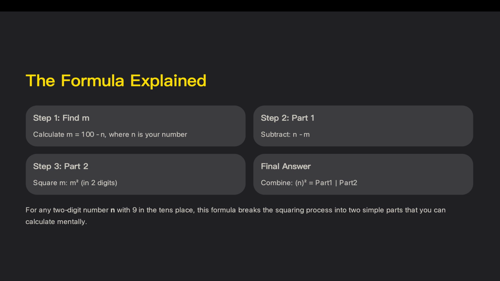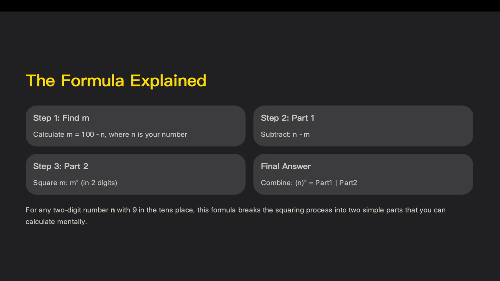In step 2, the result will go as part 1 of the final answer. So the process is subtract: n minus m. And step 3, this result will go as part 2. Here square m, so what we get is m square, but in 2 digits we have to take.